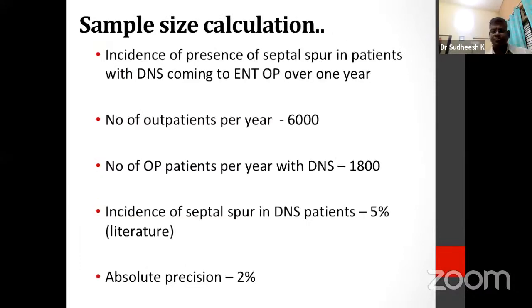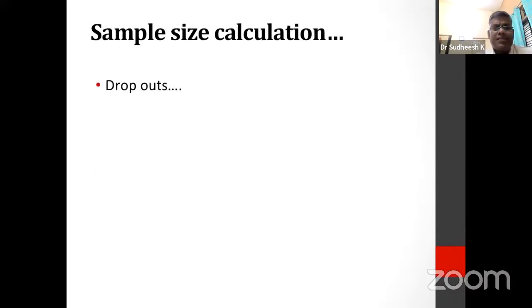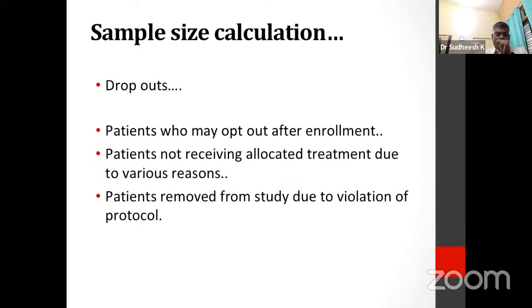Once you calculate the sample size, does it end there? No, it doesn't end there, because many times when you conduct the study, some participants may violate the protocol, some may withdraw after initial consenting, etc. They are known as dropouts. They can be subjects who opt out after enrollment, patients not receiving the allocated treatment for various reasons, or patients removed from the study due to violation of protocols. They are all considered dropouts.